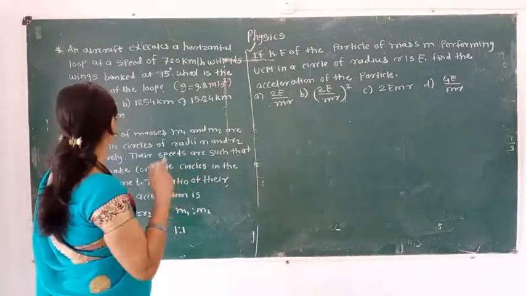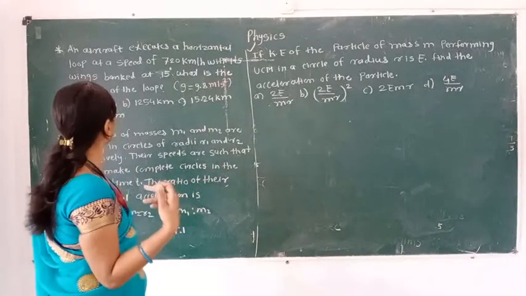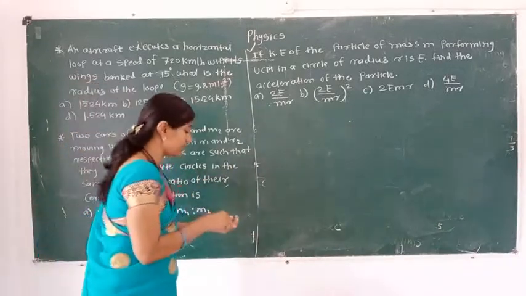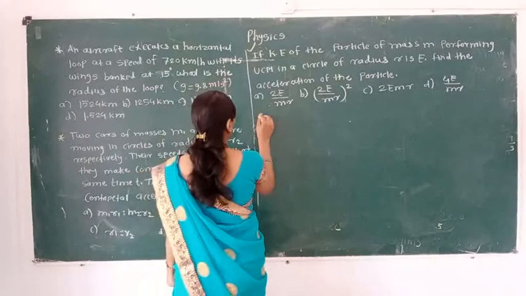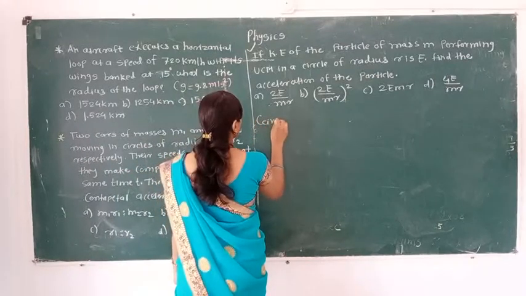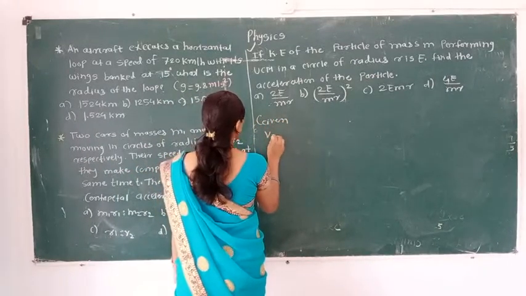As per the given information, aircraft is present there. That aircraft is revolving in a horizontal loop. The speed is given. Let me write the given information. What is the given first? Speed is given. Velocity is given to us.